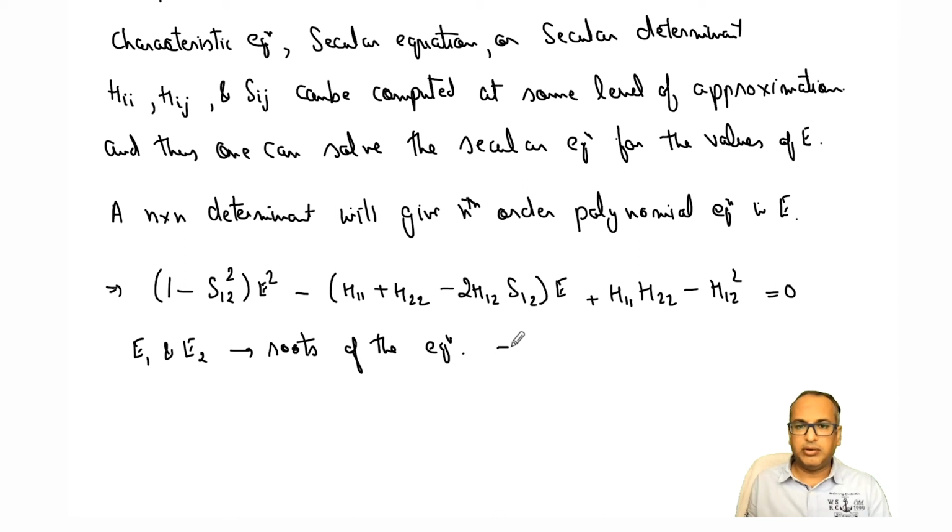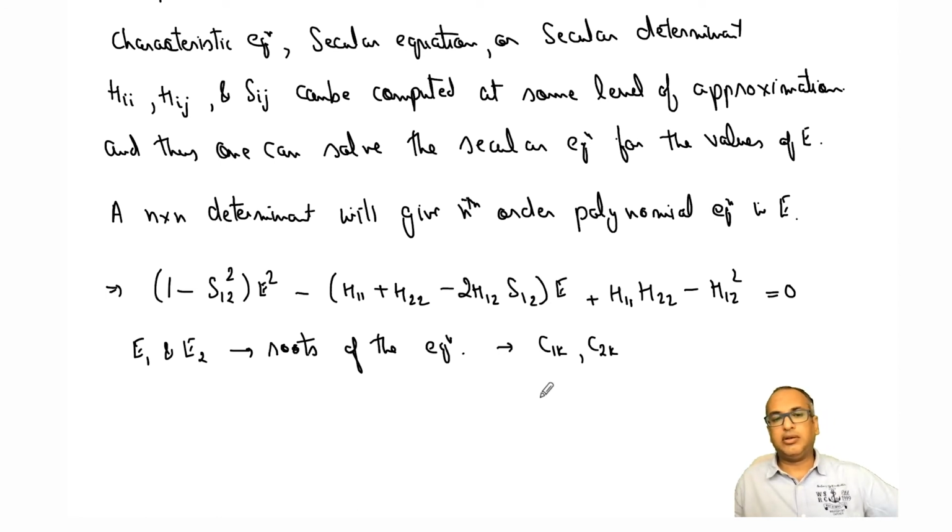Further, if you substitute these values into the original equation, equation 1, you will get the values of C1k and C2k, right? So the coefficients will also be obtained. Once you have the coefficients and the energies, you have developed the picture for the molecular orbital, right? So I think this is all for today. In the next class, we will take up examples and see how, using all these arguments we have discussed today, we develop the molecular orbital diagram for a given molecule. Thank you very much.